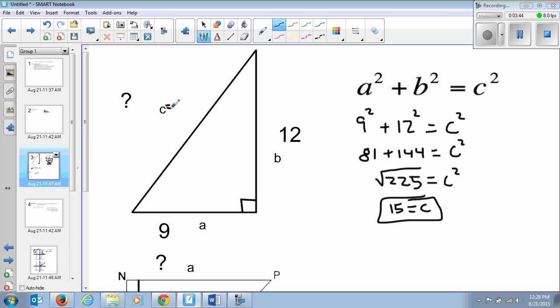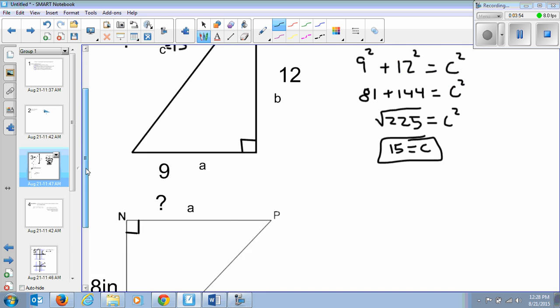Let's see if that makes sense. The hypotenuse has to be our longest side. This is the hypotenuse. 15 is larger than 12 and 9, so I feel pretty confident in that answer. Let's look at the next problem.